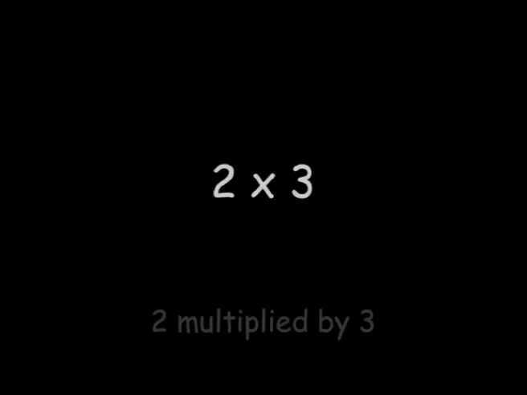There are several words which mean the same as multiply. Times, as in 2 times 3, by, as with 2 by 3, or lots of, as in 2 lots of 3. They all mean 2 multiplied by 3.